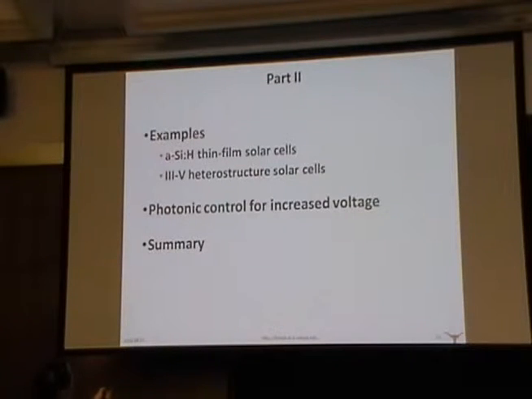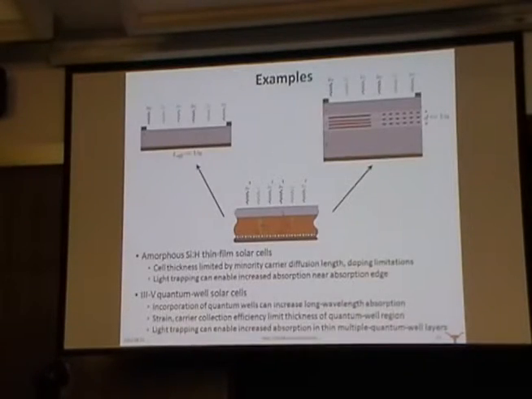So one example that we'll look at somewhat briefly is the use of these ideas in thin film amorphous silicon solar cells. And then we'll look in more detail at how some of these ideas can come into play in concepts for high efficiency 3-5 heterostructure solar cells, quantum well structures as well. And then I'll say a little bit at the end about how you can use control over photon propagation to increase voltage rather than, or perhaps in addition to, current. Okay, then we'll summarize.